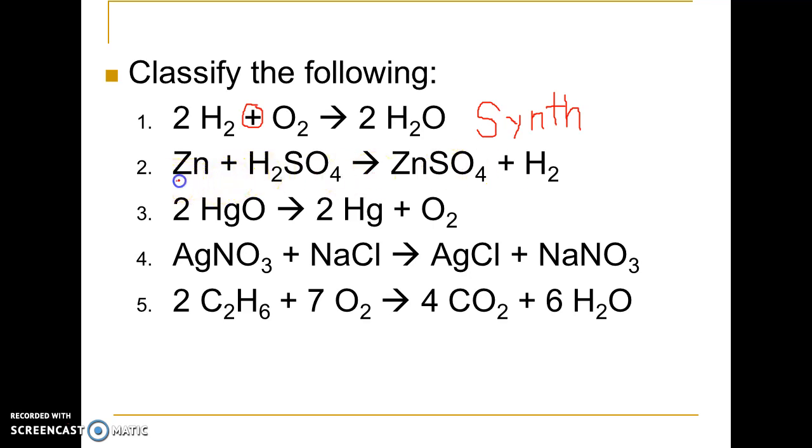Well, I notice that I have zinc by itself and I have hydrogen by itself. In this chemical reaction, zinc has replaced hydrogen and hydrogen has been kicked out. So since I have single elements on both sides, I can deduce that this is a single replacement reaction.